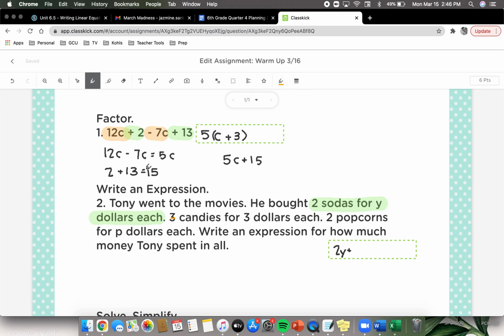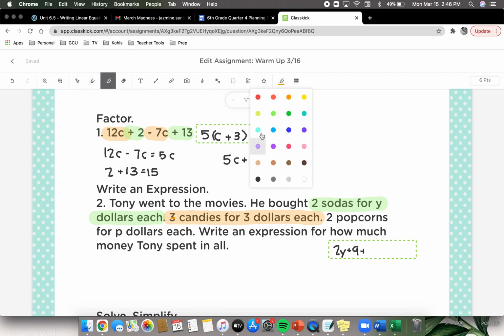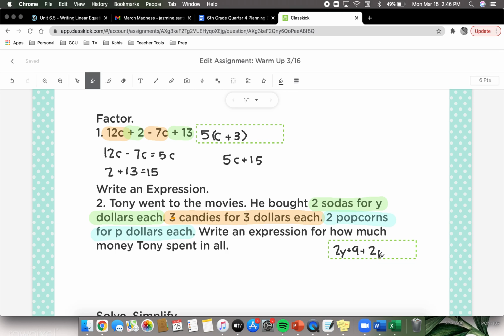Plus the 3 candies that he bought for $3 each. So we need to multiply 3 times 3, which we get 9, plus he bought 2 popcorns for $P each. So we need to multiply 2 times P, and that is our final answer, 2Y + 9 + 2P.